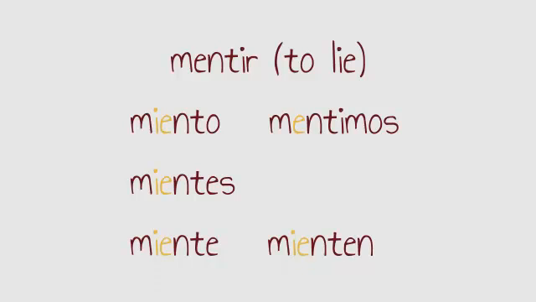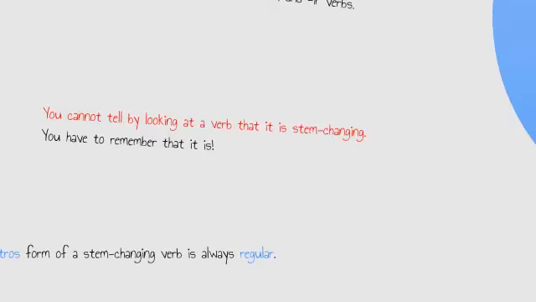Again, notice it's an IR verb this time, so we have IR verb endings O, S, E, emos, N. And again, that E changes to an IE in all of its forms except for which one? That's right, the nosotros form does not stem change. For all three of these verbs, the nosotros form of a stem changing verb is always regular.